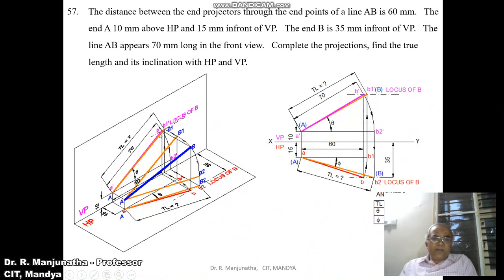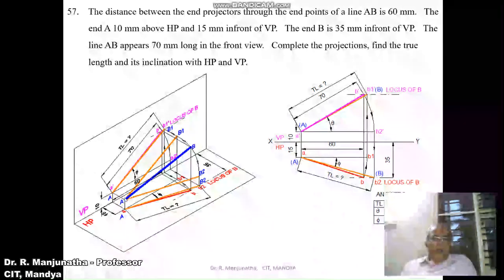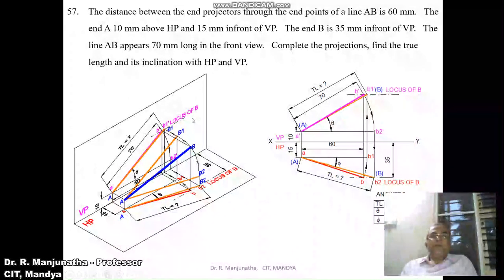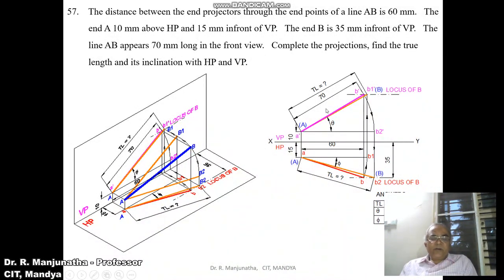Now when you project to the front view, he says 70 mm long in the front view. So from this point, you cut an arc on that end projector so that you are going to get this A dash B dash. So you have the front view and also we have the top view. That means once you get this, you are going to get the locus of B in the front view.